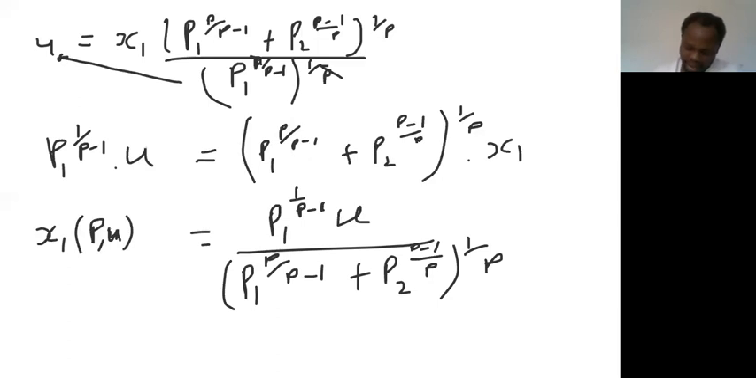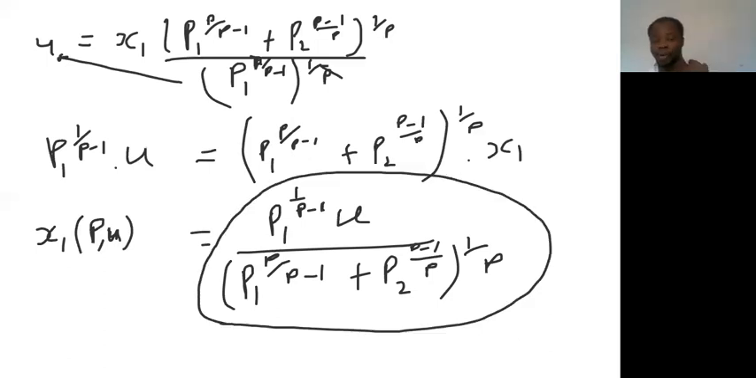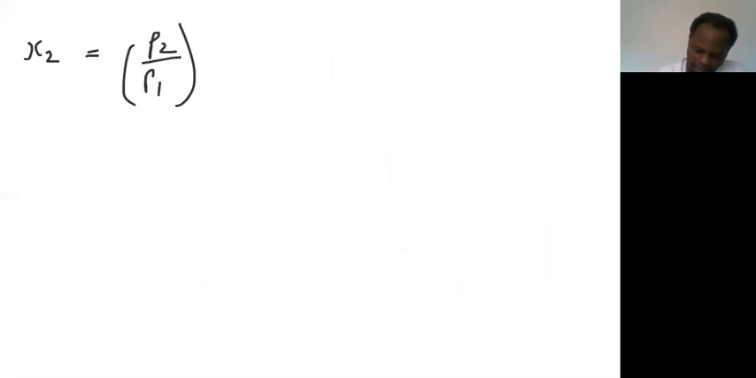So we call this expression the Hicksian or the compensated demand function for X1. Now, once we know X1, we can replace this into equation 4. And that will give us the compensated demand function for X2. So if I'm looking for X2, then X2 is equals to, we said X2 was the same as what? P2 all over P1 to the power 1 over phi minus 1 multiplied by x1, right?